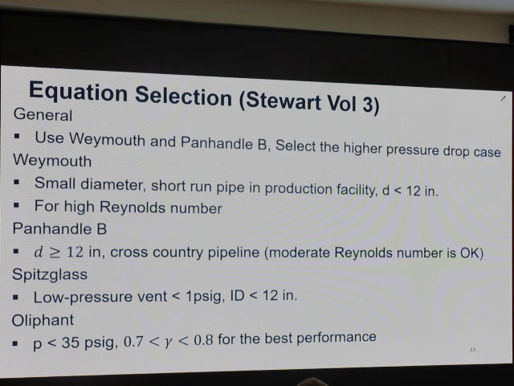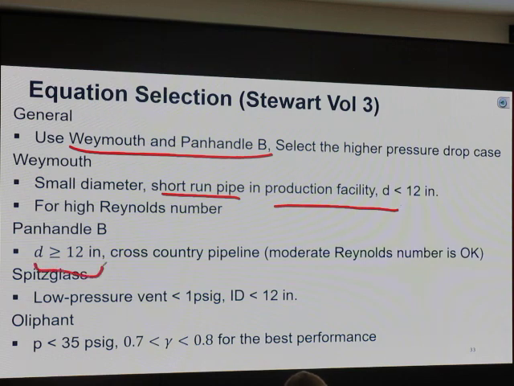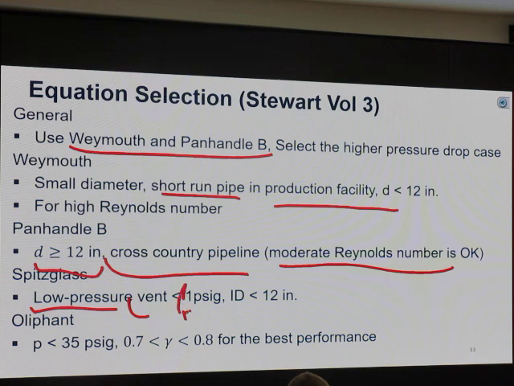Equation selection. Use Weymouth and parameter B. Select the higher pressure drop case. Weymouth equation for small diameter short pipe in the facility. Use parameter B for diameter more than 12. Okay. Cross-country pipeline, moderate Reynolds number is okay. Use Spitzglass if it is low pressure or vent, less than 1 psig. Oliphant if it's less than 35 psig.